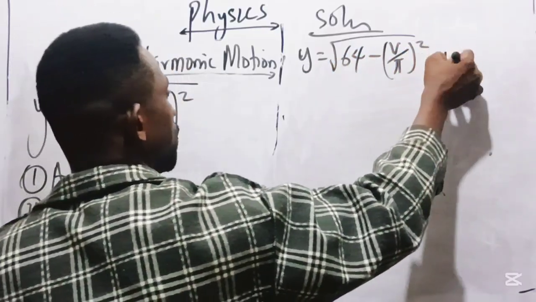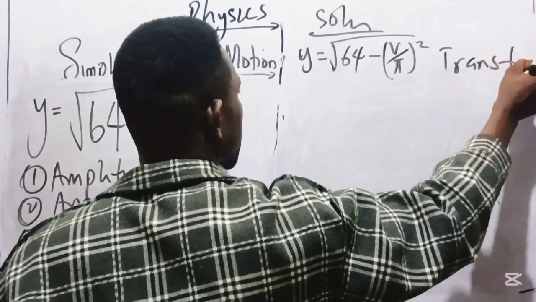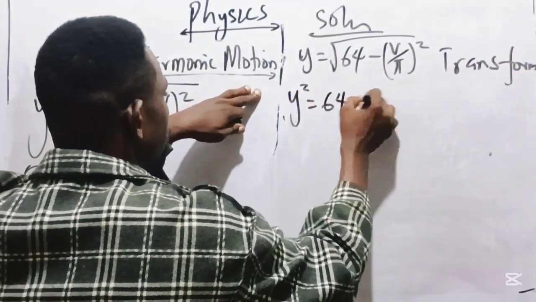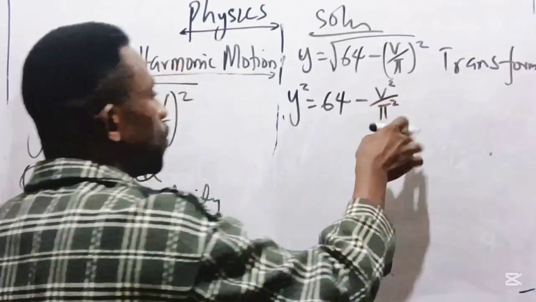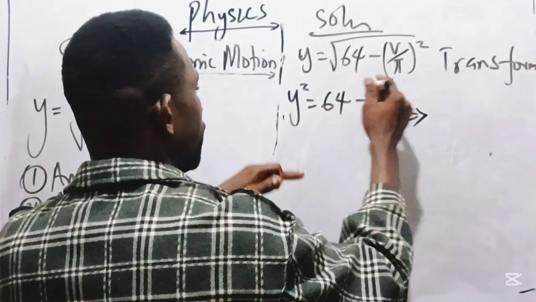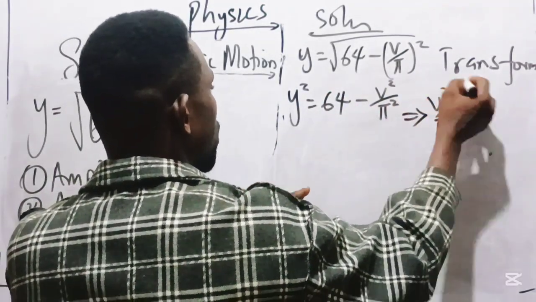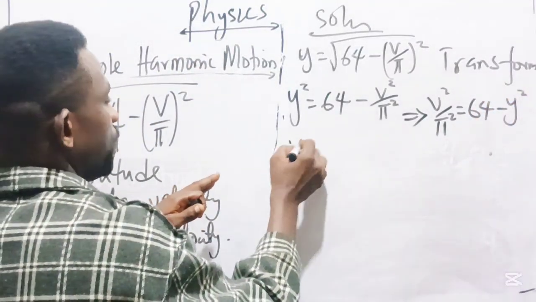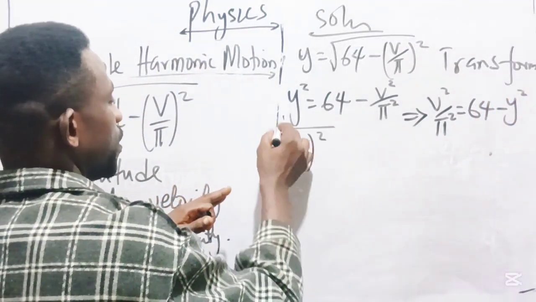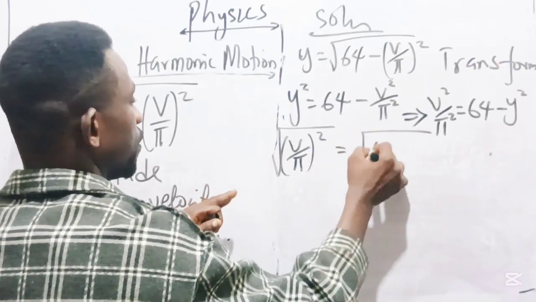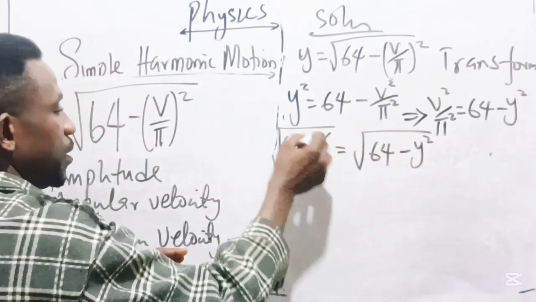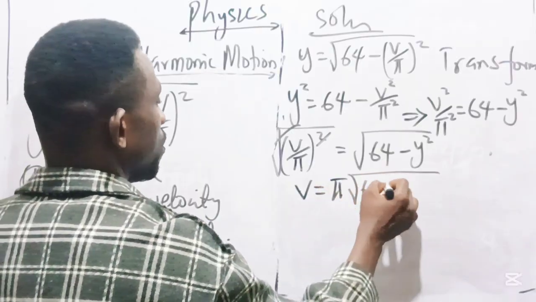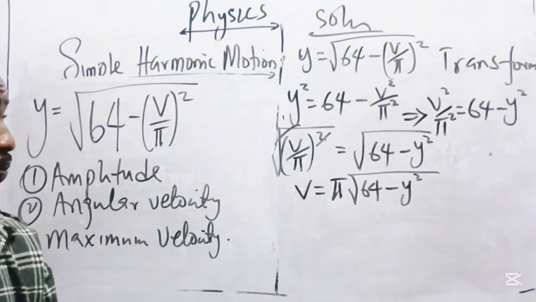Let's transform. So what should we do? Square both sides. You have y squared is equal to 64 minus v squared all over pi squared. So what should we do again? We make v squared over pi squared the subject of the formula, which is 64 minus y squared, so that v over pi all squared. We take the square root of both sides. So we have square root of 64 minus y squared. So this cancels out this. We have v is equal to pi square root of 64 minus y squared. So this is the correct expression of what we're looking for.